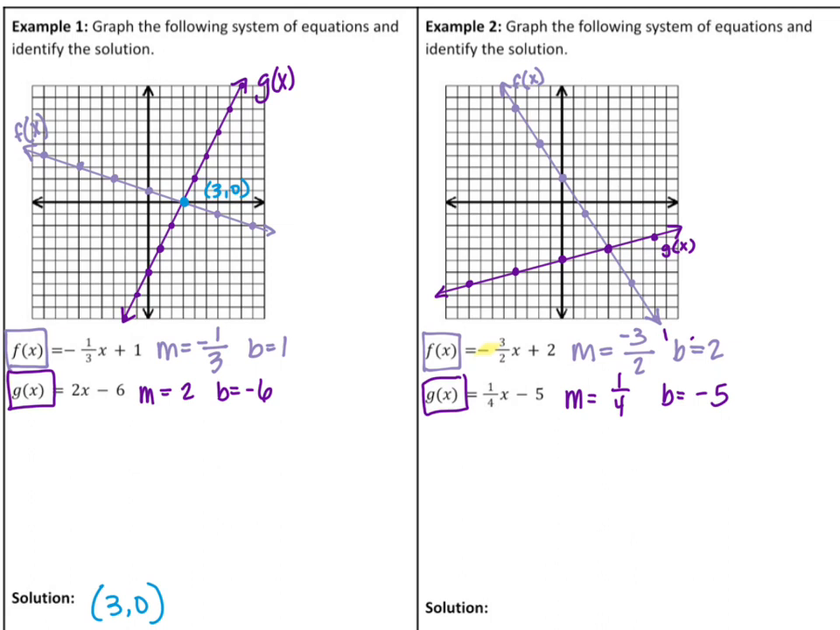Okay, so now I've graphed both my f of x and my g of x. Those should look like that. I need to see if there is a point of intersection, and I find that there is right here at this point. That point is at 4, negative 4. Remember, the x value always comes first and the y comes second. So my solution is 4, negative 4. All right, let your teacher know if you have any questions.